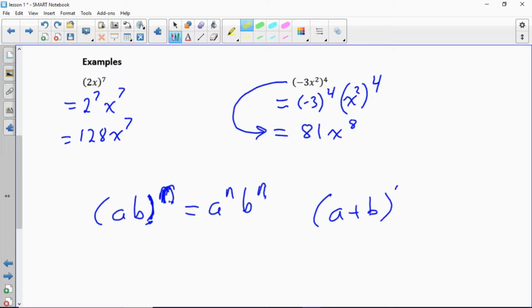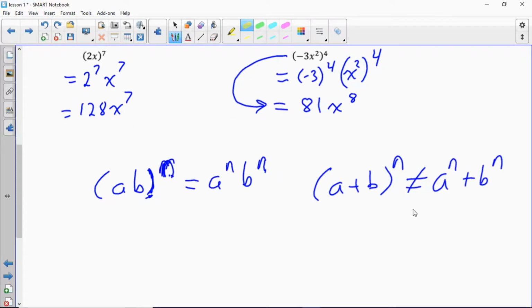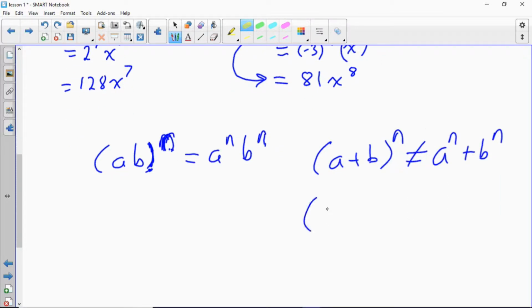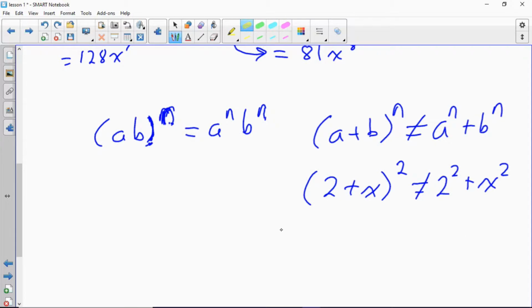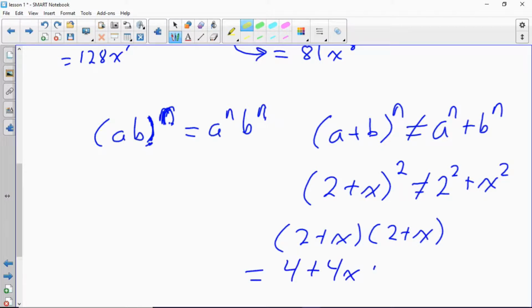(a plus b) to the power of n is not equal to a to the n plus b to the n. So just be careful with that. Don't go making up exponent rules. For example, (2 plus x) squared is not equal to 2 squared plus x squared. That is not a rule. In fact, from what we learned earlier in the course, that's (2 plus x) times (2 plus x), and you've got to use FOIL to expand that. You'll get 4 plus 4x plus x squared. So just be careful you don't go inventing exponent laws.